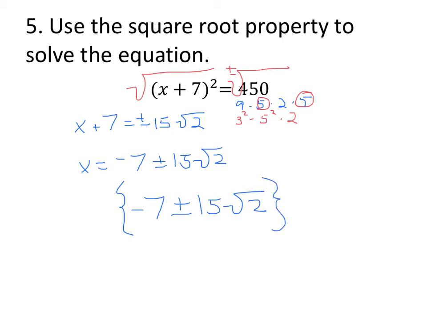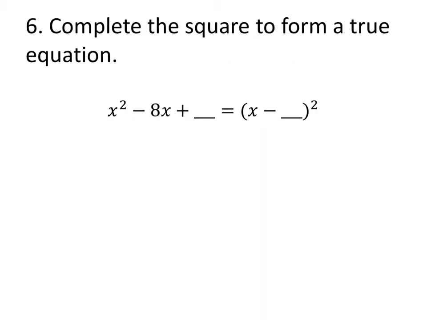Or you could write x equals negative 7 plus 15 square root of 2, comma, negative 7 minus 15 square root of 2. Either one of those would be fine. Here's another problem in which we're directed to complete the square. So here we have a minus sign. That's new to what we've been working on.